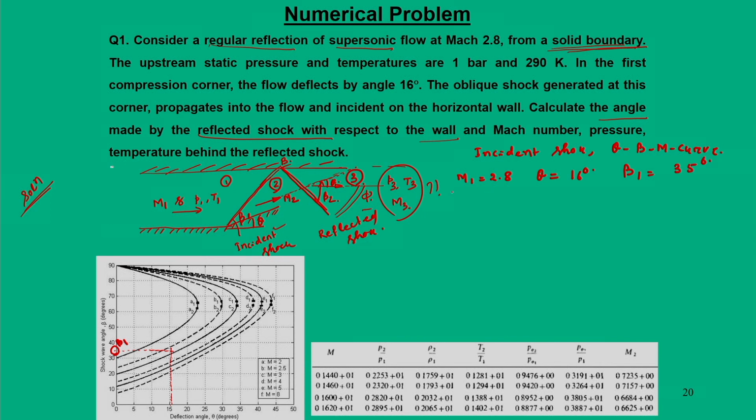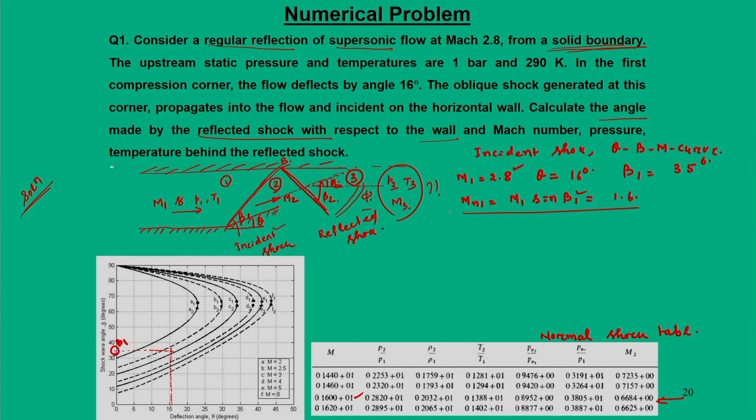So, once you have known beta, you can find out Mn1. Mn1 is M1 sin beta 1. So, M1 is 2.8, beta 1 is 35. So, you can find out Mn1, this value is 1.6. Once you have this Mn1, we can refer to the normal shock table. So, in the normal shock table for Mn1 is 1.6, somewhere in this number.